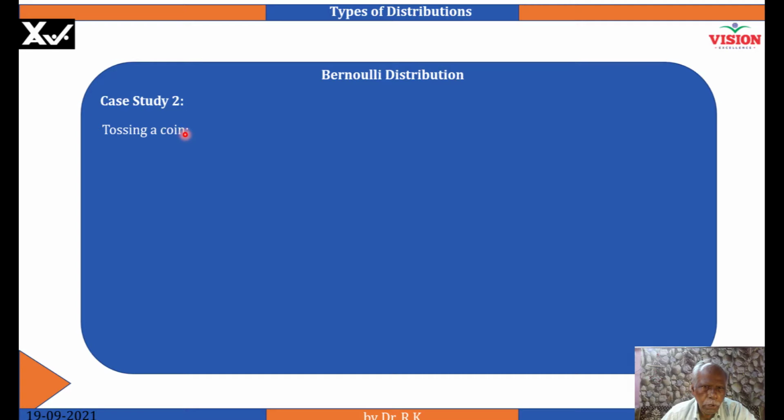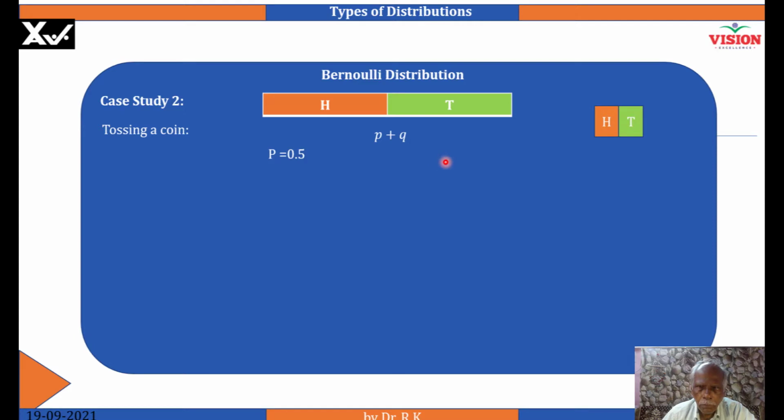Case study 2. Tossing a coin. So head or tail it will fall. What is the probability of head falling? 0.5. What is the probability of tail falling? It is 0.5. Total is 1. P plus Q is 1. So you can see here P plus Q is 1 and P is 0.5 and Q is also 0.5. 1 minus P. And the distribution is like this. Right? This is called Bernoulli distribution.